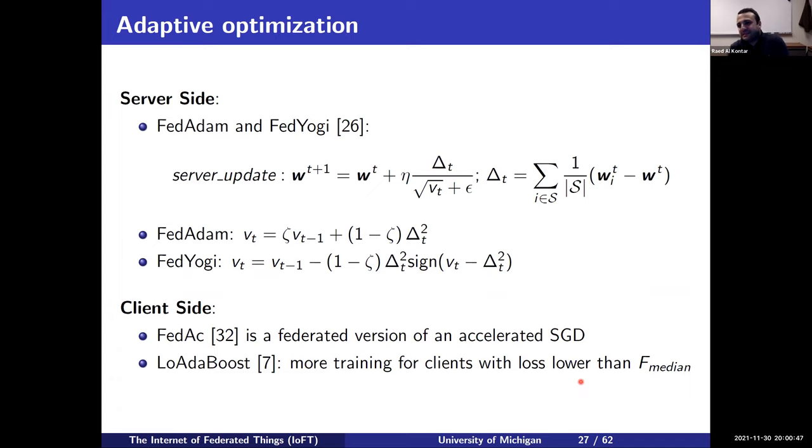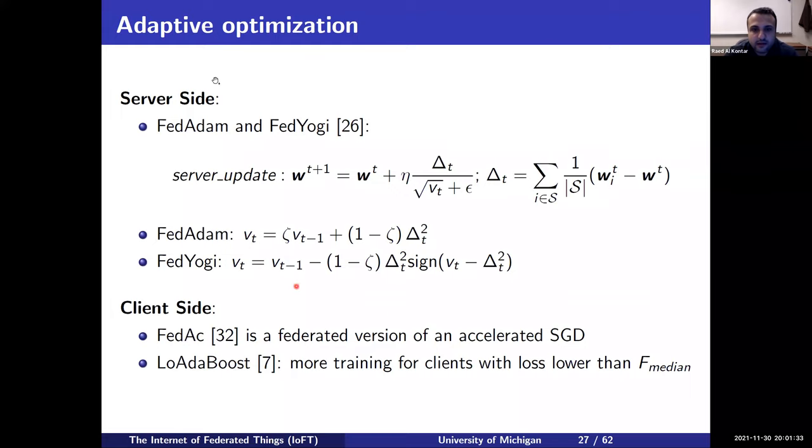Besides tackling heterogeneity, another type of method tries to borrow from the rich literature on adaptive optimization, specifically optimization that adapts the step size to improve convergence. Many papers bring the well-known Adam and Yogi to federated settings and to IoFT by rethinking the server update function. Specifically, they define an adaptive step size, much like what Adam and Yogi do. Those were shown to improve the convergence rates empirically, and sometimes theoretically, in federated settings.